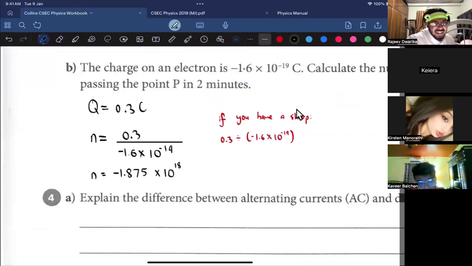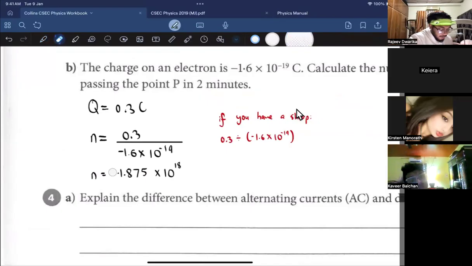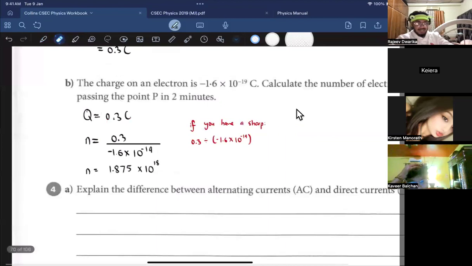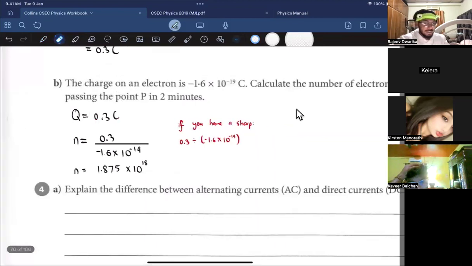Now you can't exactly have a negative number of something. So you see, charge, that's the thing, right? We consider the charge of the electron to be negative. But as for one quantity, you could just divide it and you'll get a number. You could see that the number is positive. It's okay. Right? And that makes more sense. So the answer is 1.875 by 10 to the power 18.